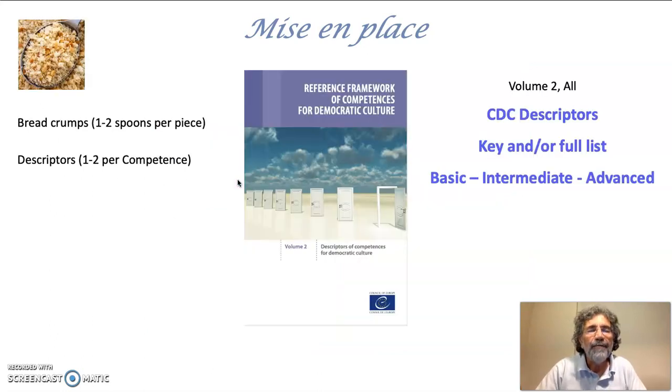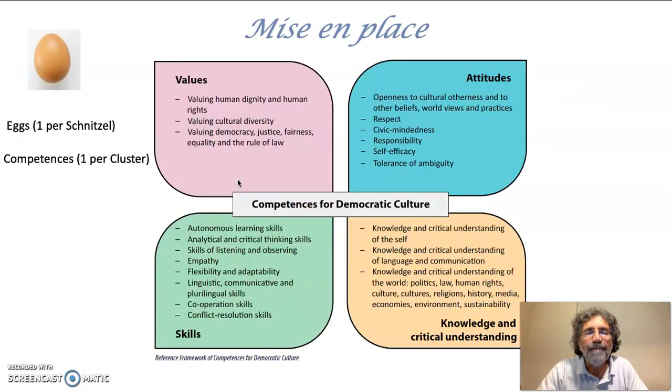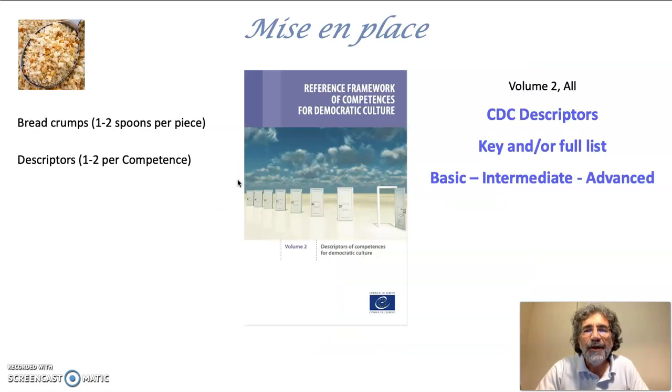Then we have the breadcrumbs. And our breadcrumbs in this recipe are the so-called descriptors. Okay, we have the butterfly. And we say that we choose in attitudes respect. But do we mean the same thing under respect? The descriptors come in order to clarify what is respect for democratic culture.